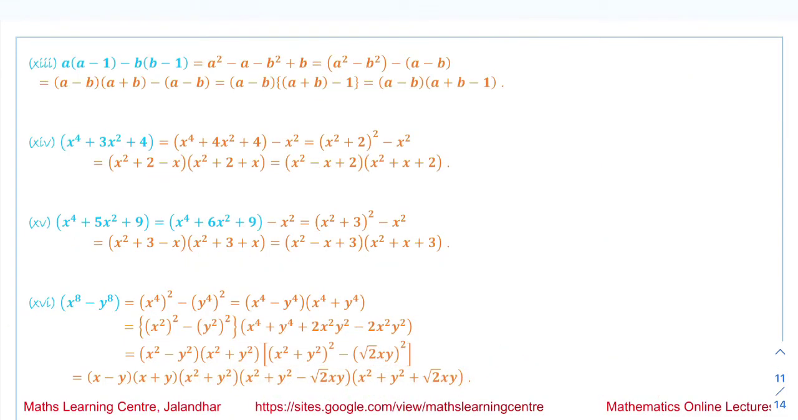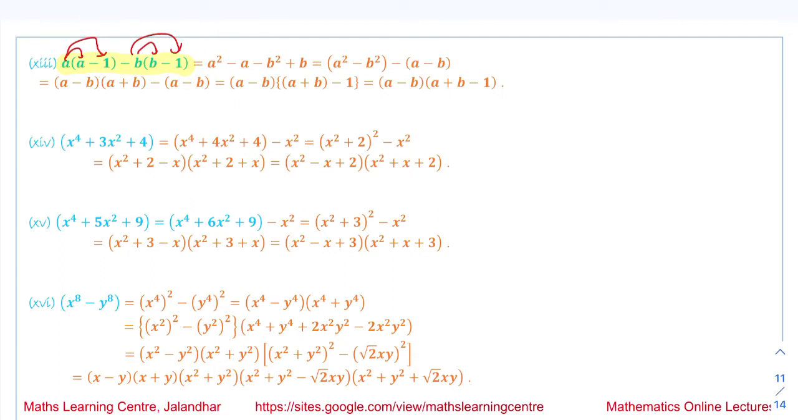Now in the next question we have a into a minus 1 minus b into b minus 1. So if you look at this question, directly we cannot take anything common, and even grouping is not possible because only two terms are there. So the first thing we do is simplify this expression. What we obtain is a square minus a minus b square plus b.